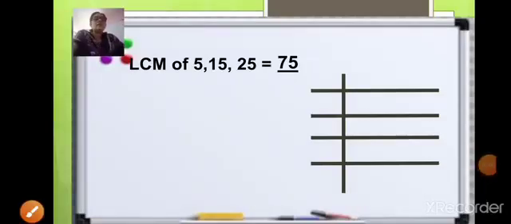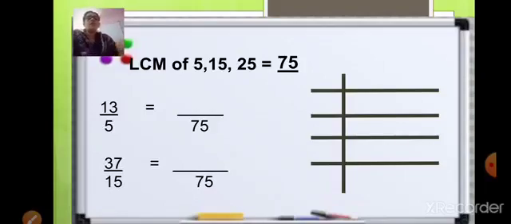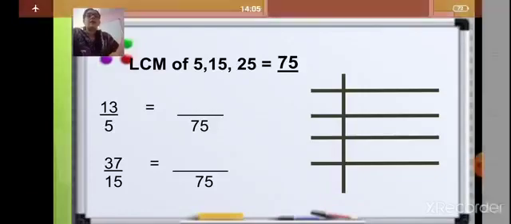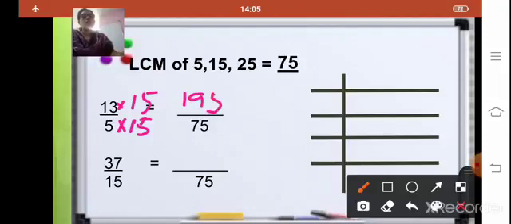Okay, now let us start with the first fraction. The first fraction is 13 upon 5 and the second one is 37 upon 15. Okay, now here 15 multiplied by which number will give you 75? That is 5 multiplied by 15 will give you 75. Now the same thing, numerator also should be multiplied by 15. Now 13 into 15 is 195 upon 75.